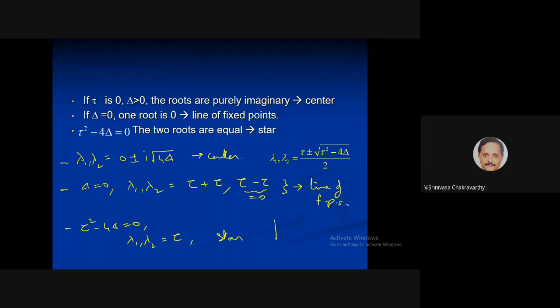The flow lines are all straight lines and everything points either into the fixed point or out of the fixed point. But so if tau is positive, everything flows outside. Tau is negative, everything flows inside.